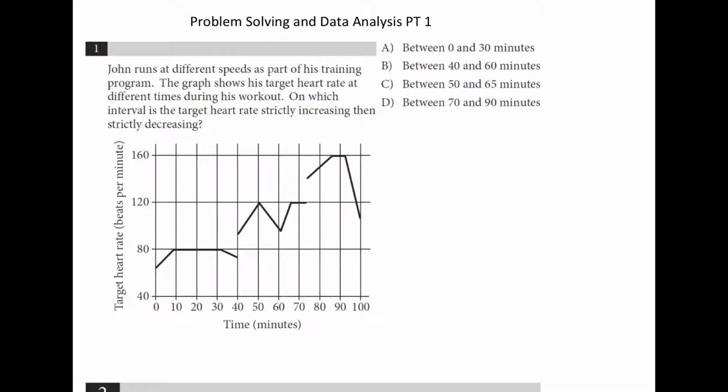So for choice A, between 0 and 30 minutes, we see that the heart rate goes up and then it flatlines. So it's not correct because it's not strictly decreasing. For choice C, between 50 and 65 minutes, we see that it goes down and then up, so it's backwards. That's why C is wrong. And for choice D, between 70 and 90, we see that it flatlines, then it goes up, then it flatlines again, which is not the pattern of strictly increasing and then strictly decreasing. However, if we look between 40 and 60, we go straight up, then straight down. That's why B is correct.